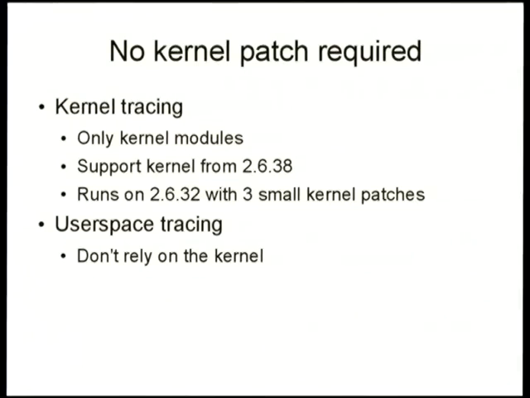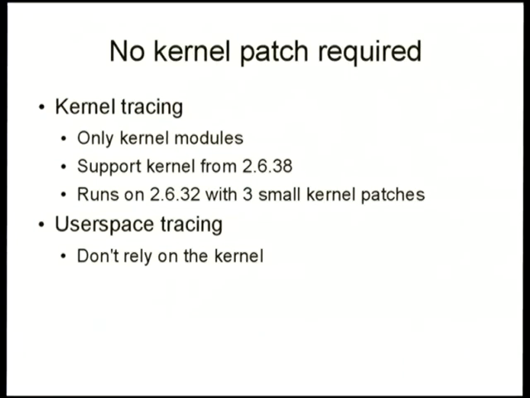Beforehand, we needed some kernel patches to install it. Now we have removed the necessity for kernel patches. You still need a couple of kernel modules. We support 2.6.38 up to the latest kernel. If you need to run on a Red Hat 6 system with the 2.6.32 kernel, you need a couple of small patches applied to your kernel to make it run. We have an RPM package for this with the patches already applied.